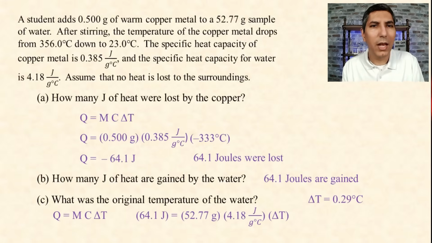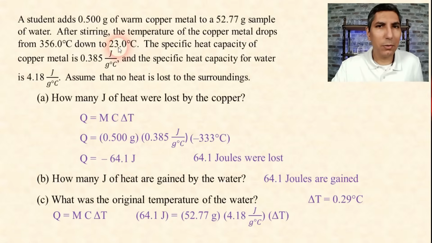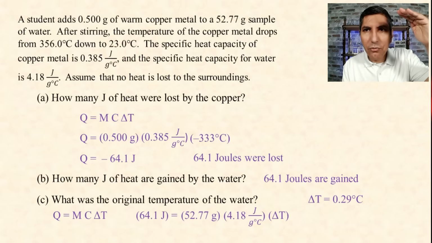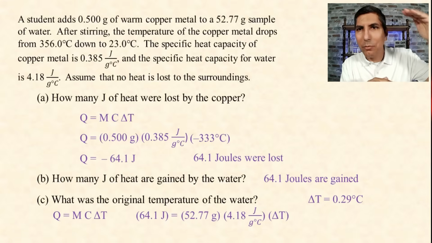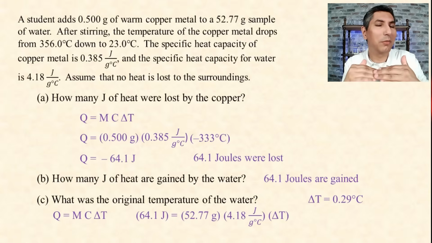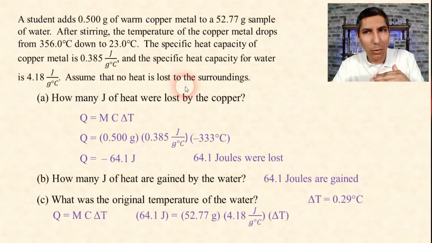Now let's reason through this. If the temperature of the water ended up at 23 degrees Celsius, and we know that because when you take something that's hot and you drop it into something that's cold, the hot object is going to drop in temperature, the cold object is going to rise in temperature, and their final temperatures will both be the same, won't they? So that means that if copper's final temperature was 23 degrees, water's final temperature had to be 23 degrees as well, right? So if it ended up at 23 degrees and it rose by 0.29, what was its initial temperature?